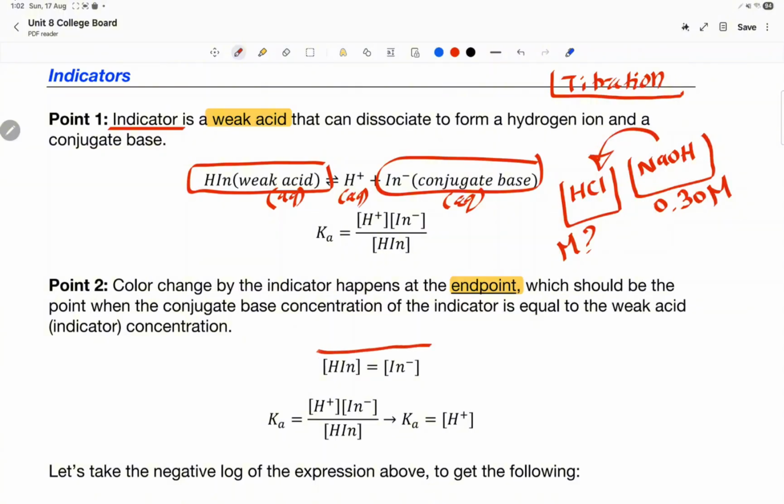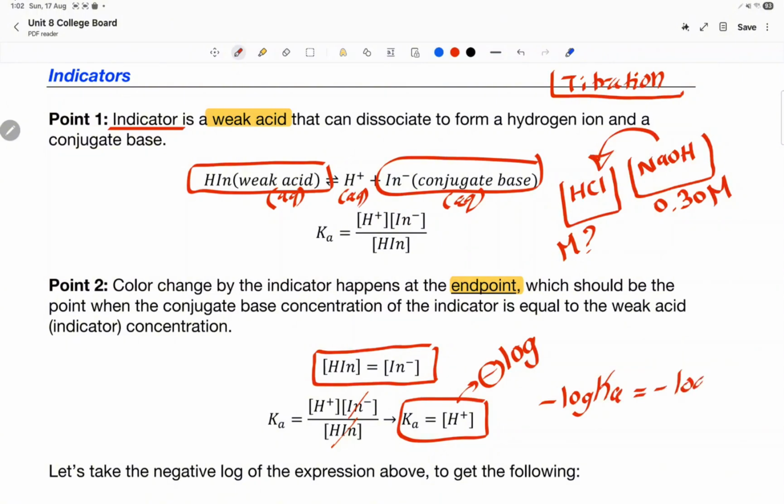So that means that they're going to be the same as each other. So when you look at the Ka expression, the A negative ion and the H positive ion will cancel each other, leading you to Ka is equal to H positive concentration. Now, if you were to take the negative log of both of these quantities, the negative log of Ka is equal to negative log of H. And negative log of Ka is equal to pKa. Negative log of H is equal to pH.